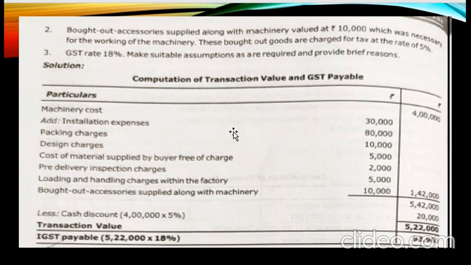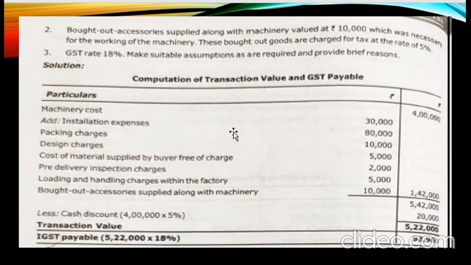Then we have bought out accessories supplied with machinery valued at 10,000. Accessories which have been bought and are necessary for the working of the machinery are given. Any asset which is supplied along with the principal goods and is necessary should be considered in the calculation of GST, which is 10,000. So the total of it is 1,42,000. With the machinery cost 4 lakh, we add 1,42,000, which gives us a total of 5,42,000.